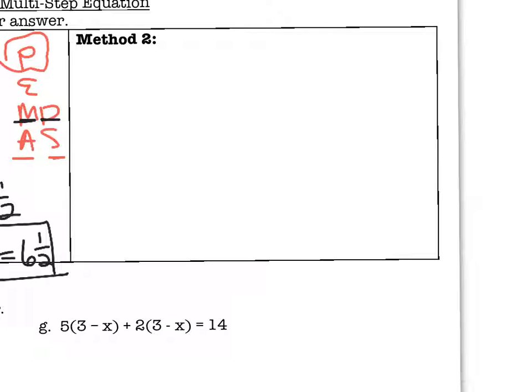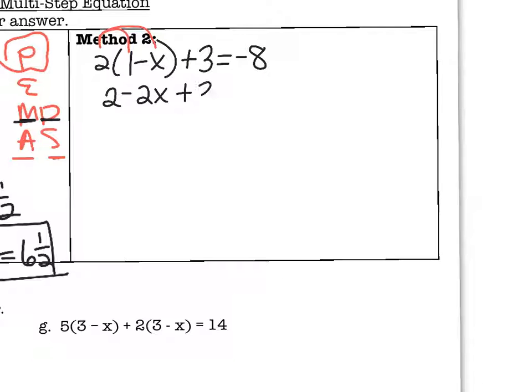So here we go. We have 2 times (1 minus x) plus 3 is equal to -8. This time, instead of subtracting the 3 and leaving the parentheses in place, we're going to distribute this 2 first. So we're going to distribute the 2 to the 1 and the -x. So 2 times 1 is 2. 2 times -x is -2x. Then we're going to add the 3 equals -8. Now we're going to combine the like terms on the left side. We have 2 and 3. 2 plus 3 is 5, so we have 5 minus 2x is equal to -8.